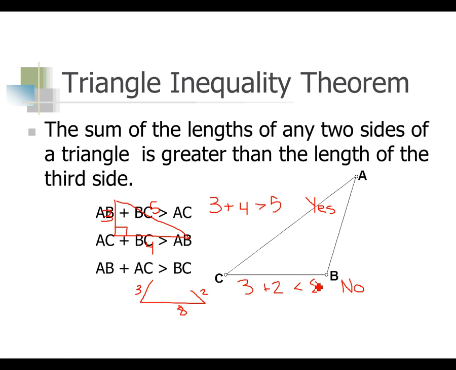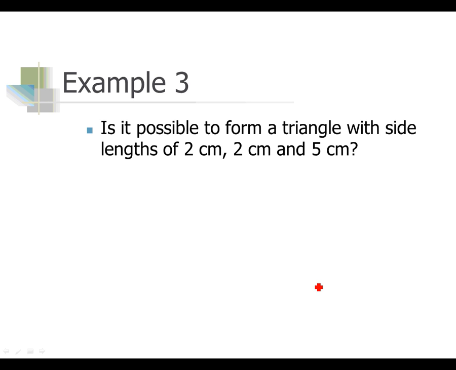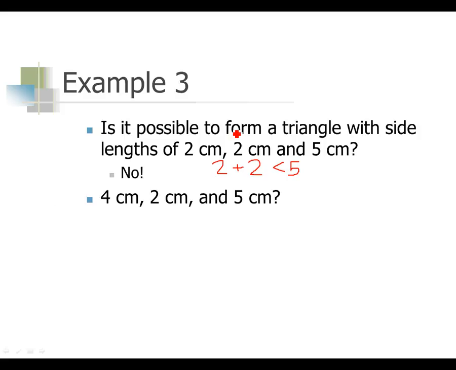So some examples of that. Example 3. Is it possible to form a triangle with side lengths of 2 centimeters, 2 centimeters, and 5 centimeters? So, what do we think? No is correct. Because if we look at 2 plus 2, that's only 4, which is less than 5. And it's only going to be a yes if when you add those, you get a number that's larger than the biggest one.